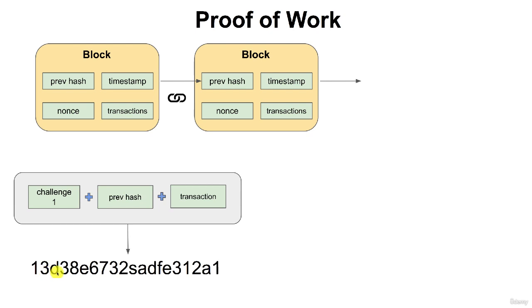It's 13D. We want this to show as 000, and until we get there, we increase our value for this challenge. For example, let's change our challenge value to 2, then 3, 4, and so on until we're able to achieve a hash with leading numbers 000. That'll be the answer to our nonce. Now moving on to our next slide.